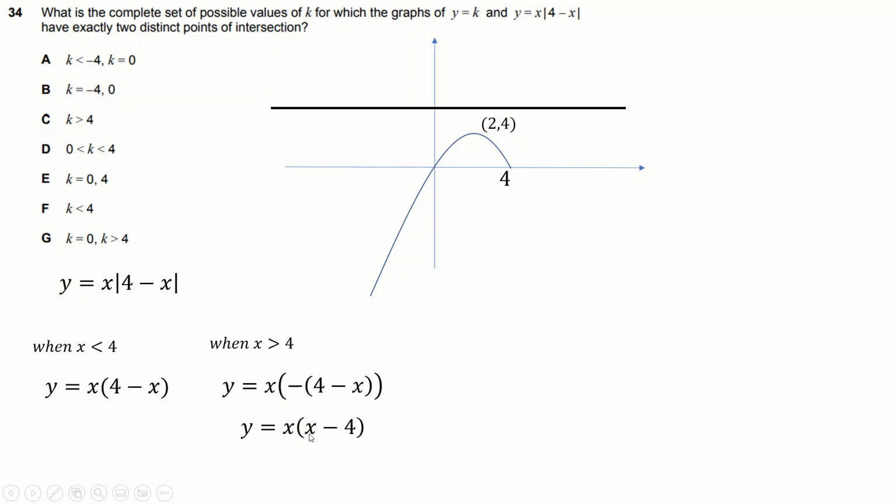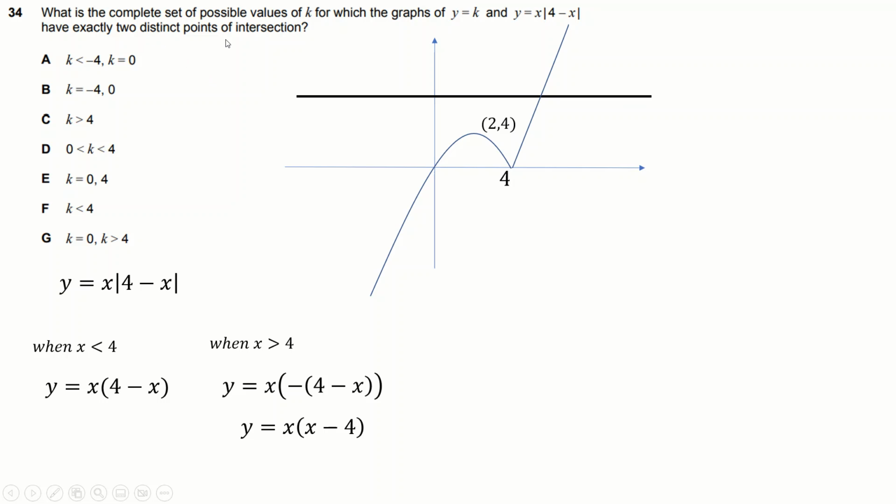So again, solutions at 0 and 4, but this time it's a quadratic that's the right way up, so it looks a bit like this. But again, I only care about this when x is greater than 4, so I'll just discount all of that part of the graph, and I get something that looks a bit like that. And so this is the picture that I've gone with for this graph.